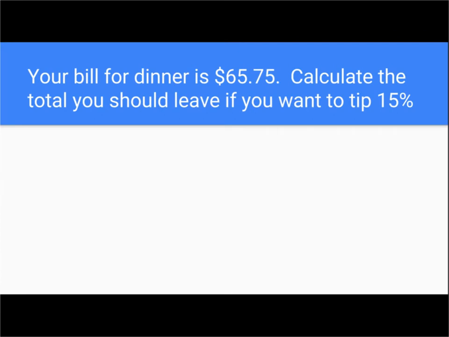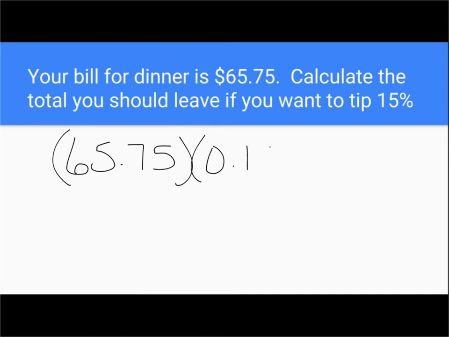Your bill for dinner is $65.75. Calculate the total you should leave if you want to leave a tip of 15%. So 15% of $65.75. 15% as a decimal is going to be 0.15. $65.75 times 0.15, you're going to leave $9.8625. Rounding to the hundredths place, look next door.